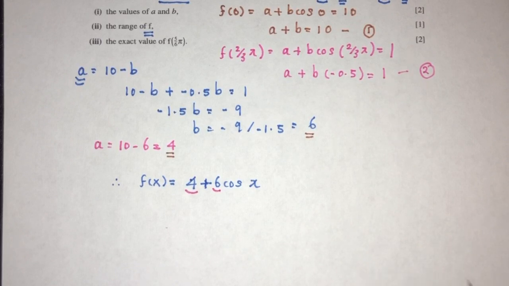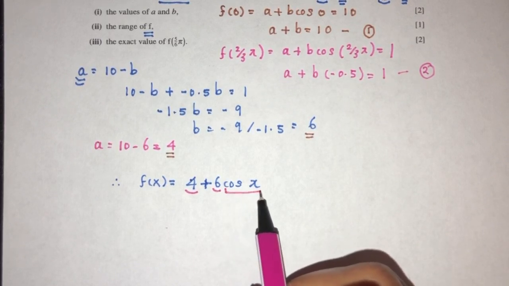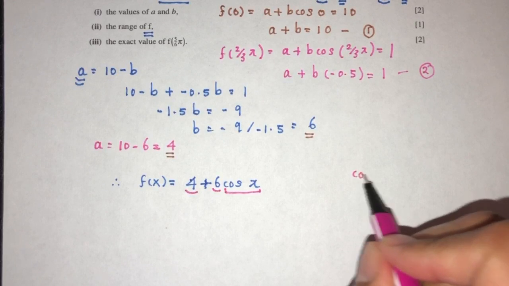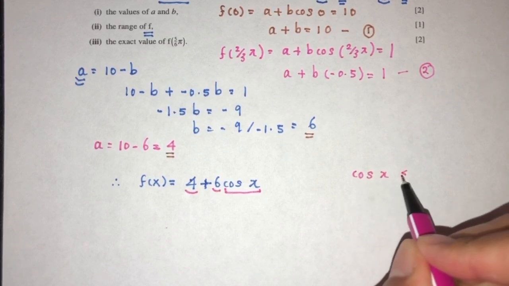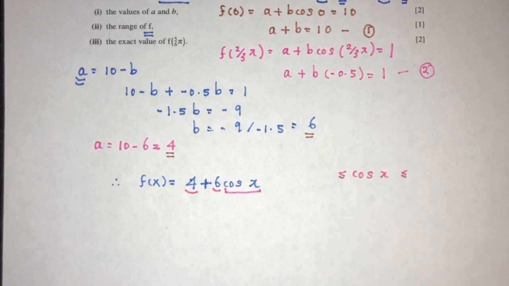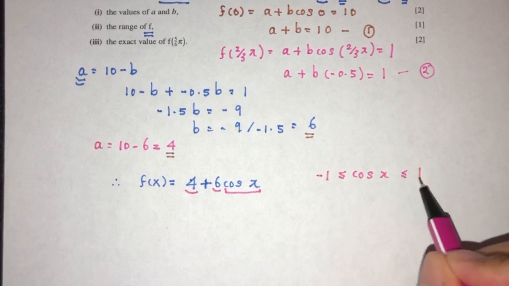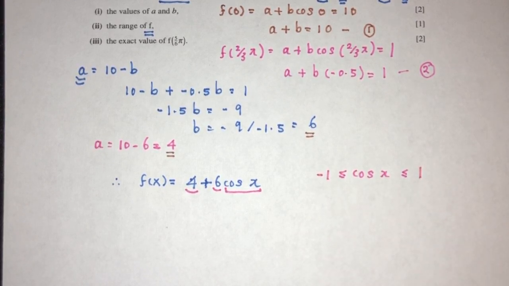The only thing changing here is this one. Now we understand that when x is between 0 and 2 pi, cos of x can only be between -1 and 1. So these are the values to which cos of x can go. It cannot be more than this.